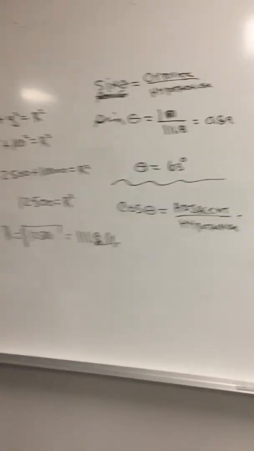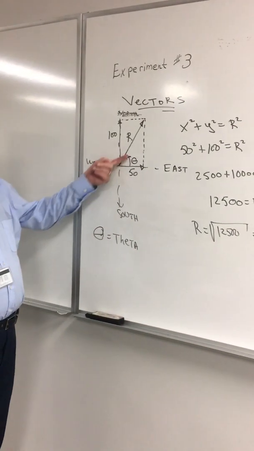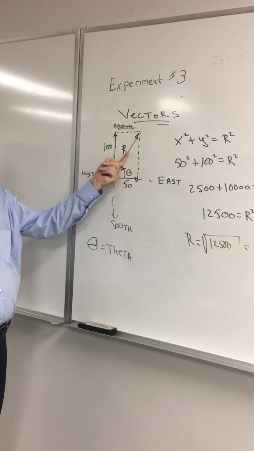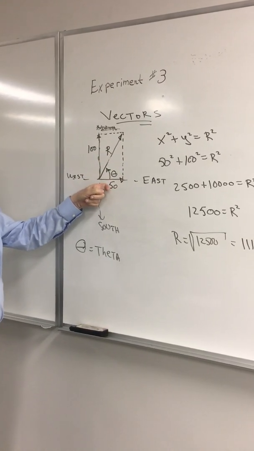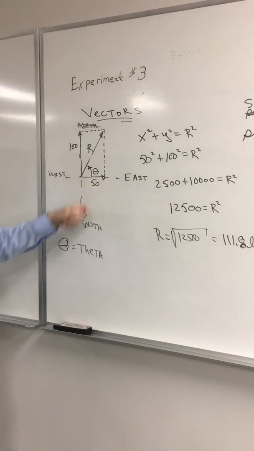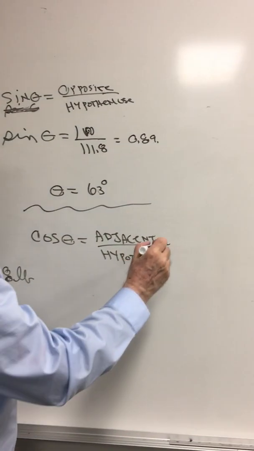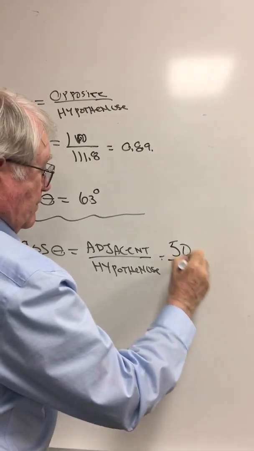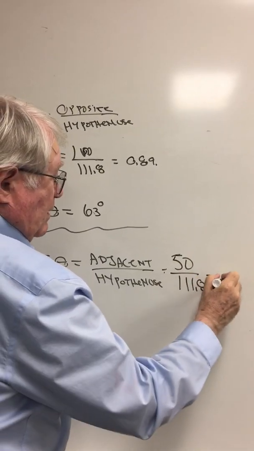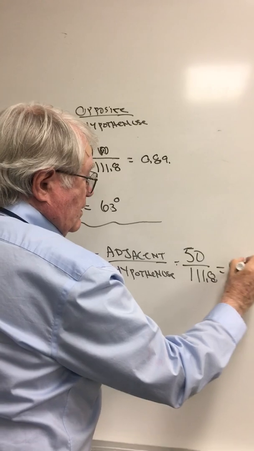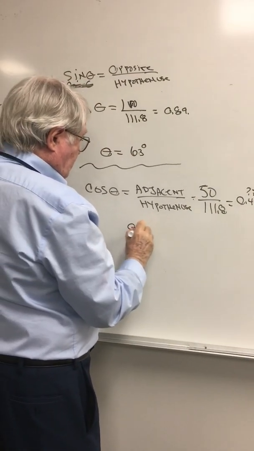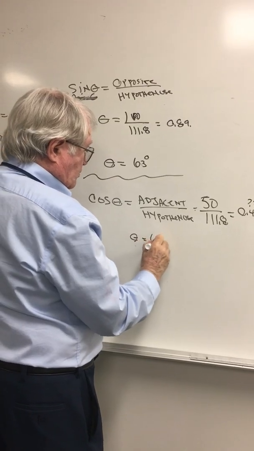Now, what do you mean by the opposite? Well, the opposite is the opposite. The longest side is called the hypotenuse, and this side is called the adjacent side. So it's going to be 50 over 111.8. Now, I think that's about 0.45, but I'll put a question mark there, and you look that up, and you find out the angle still comes up to about 63 degrees.